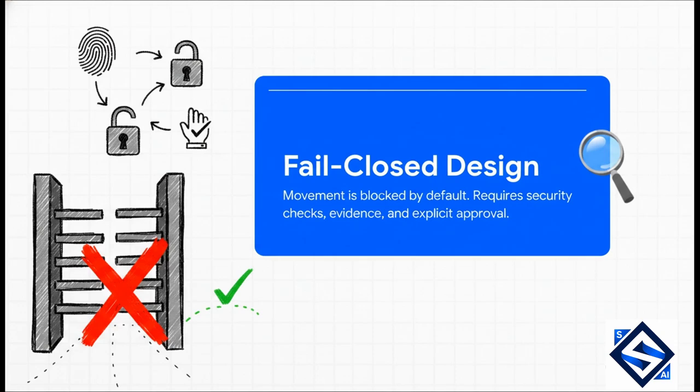The door is only going to open if 3 very specific things happen. The exact mandatory security checks pass, undeniable cryptographic evidence is produced, and explicit approval is granted. There is no silent bypass here. If a check fails, the pipeline fails closed, and that model goes nowhere.